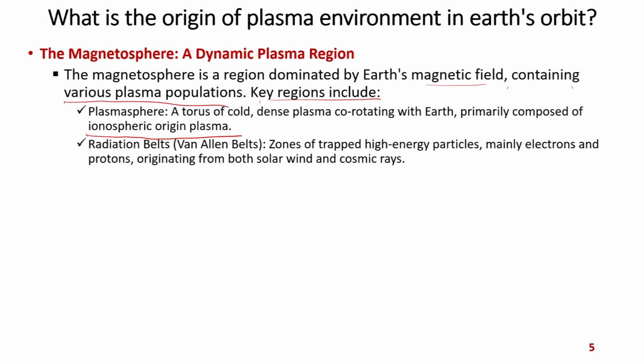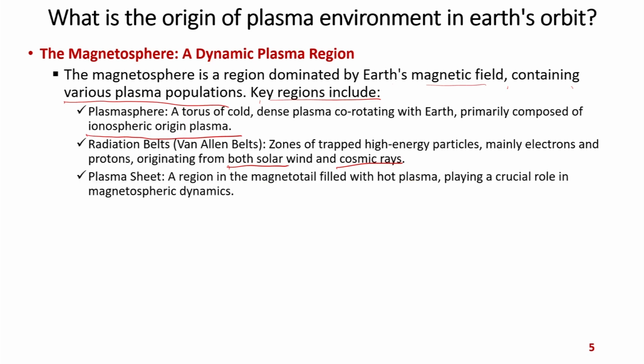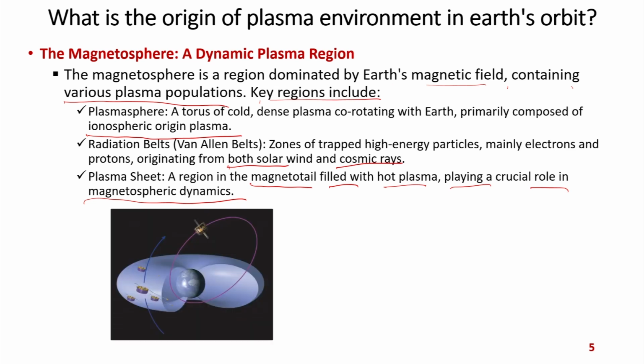Also, the radiation belts, this is called the Van Allen belts. These are the zones of trapped high energy particles, mainly electrons and protons originating from both solar wind as well as cosmic rays. This part we already discussed. Then the plasma sheet: a region of the magnetotail filled with hot plasma, playing a crucial role in magnetospheric dynamics, especially geomagnetic storms.